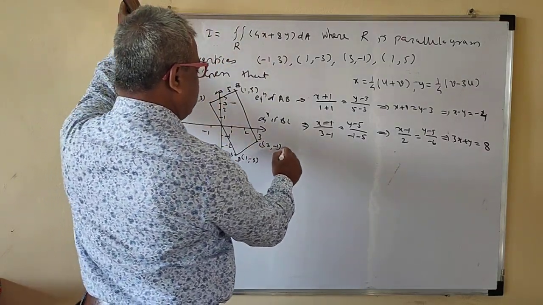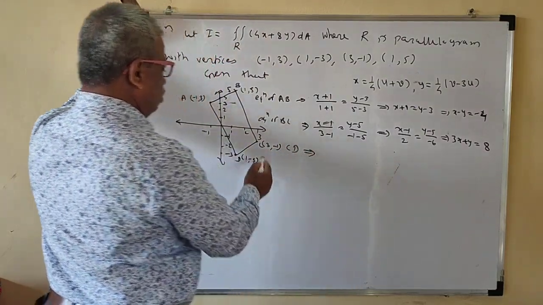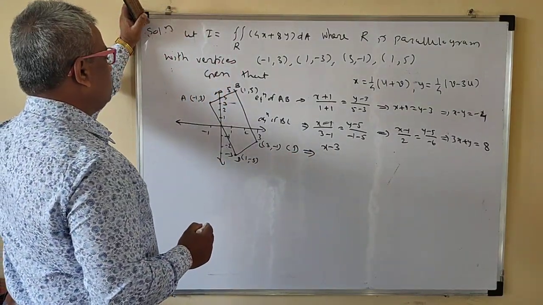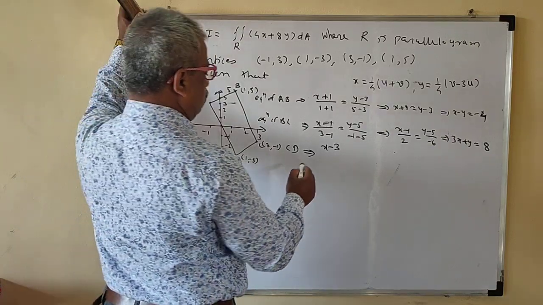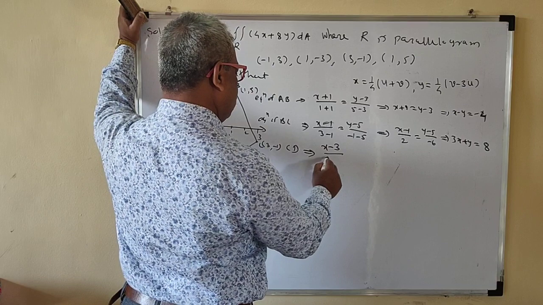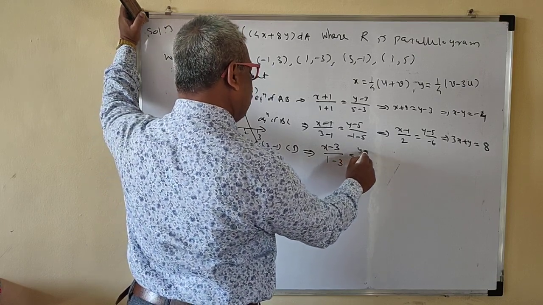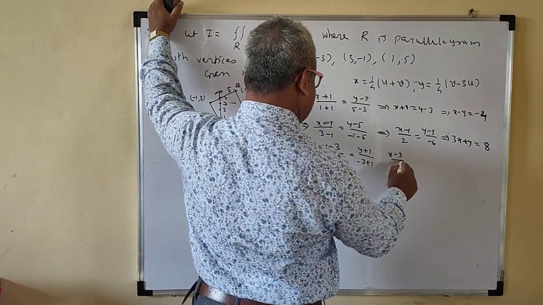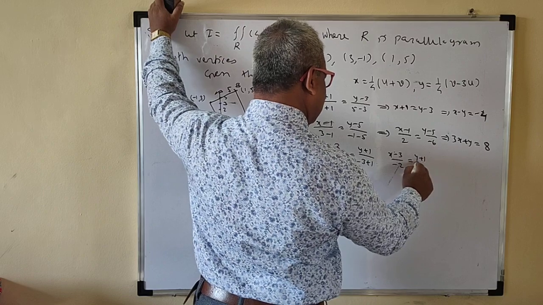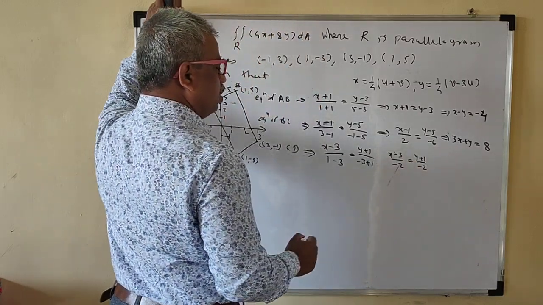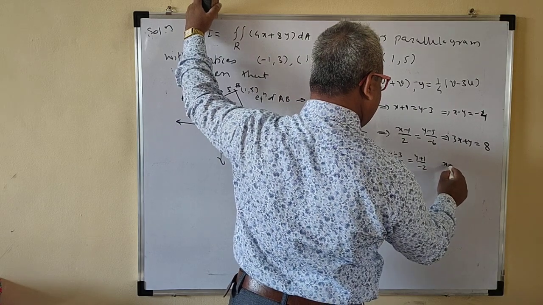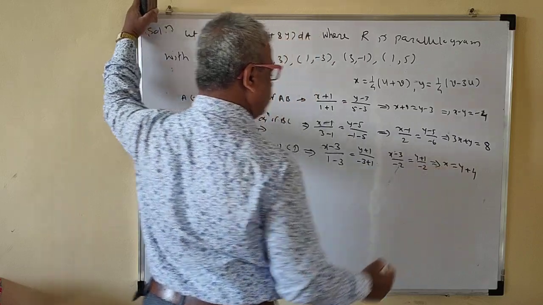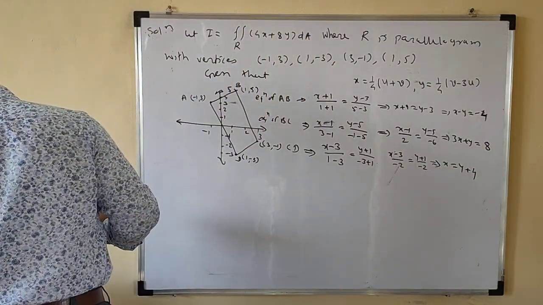Then I will find the equation of CD now. Equation of CD: (x minus 3) upon (1 minus 3) is equal to (y plus 1) upon (minus 3 plus 1). So (x minus 3) upon minus 2 equals (y plus 1) upon minus 2. That means x is equal to y plus 4. This is the equation: x equals y plus 4.